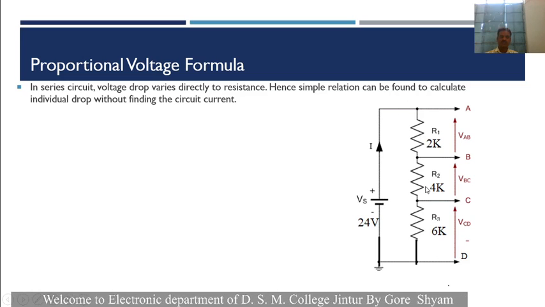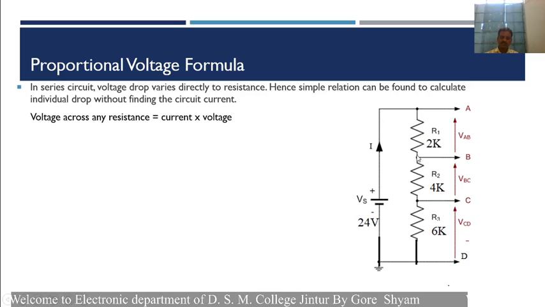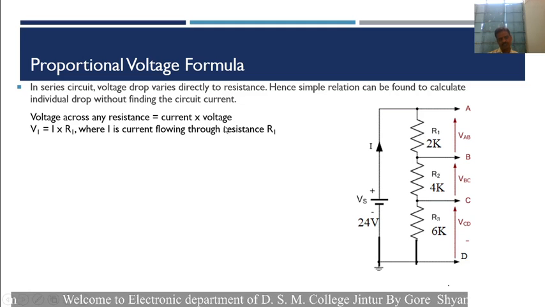Let us see the voltage across any one of the components. We know that the voltage across any resistance is equal to the current flowing through that resistance times the resistance. That is, voltage is equal to current into resistance. Here there is the resistance, and V is equal to IR.